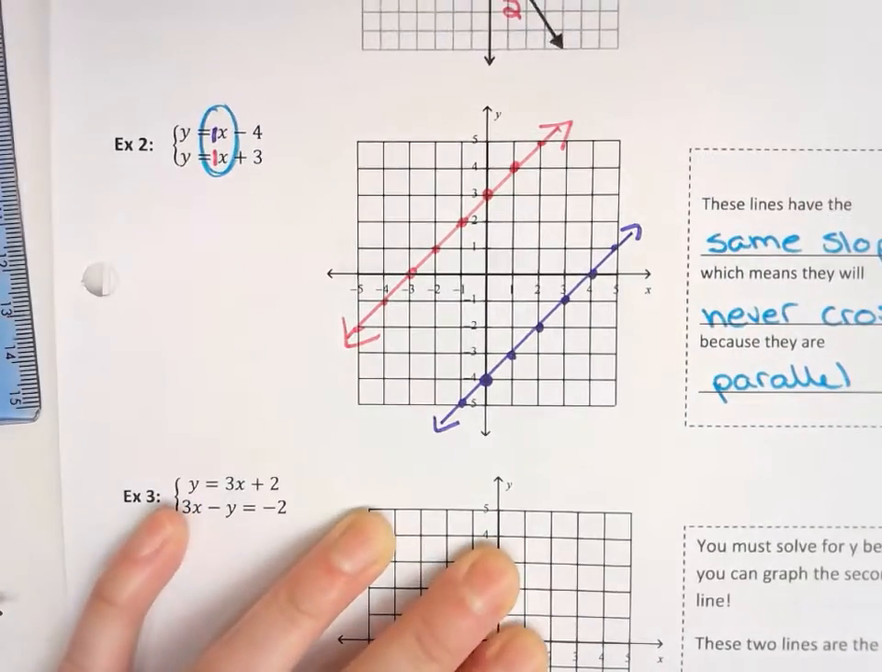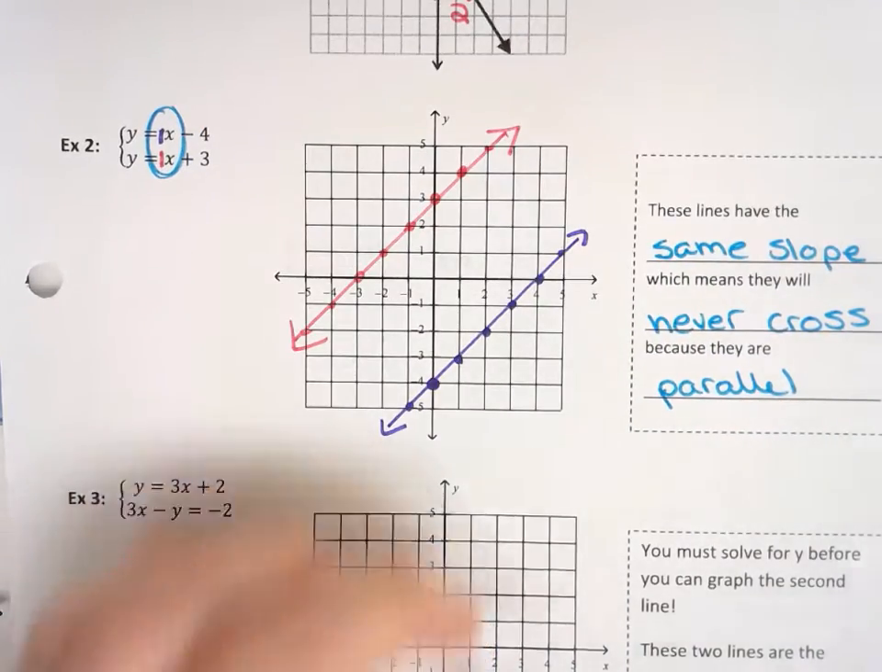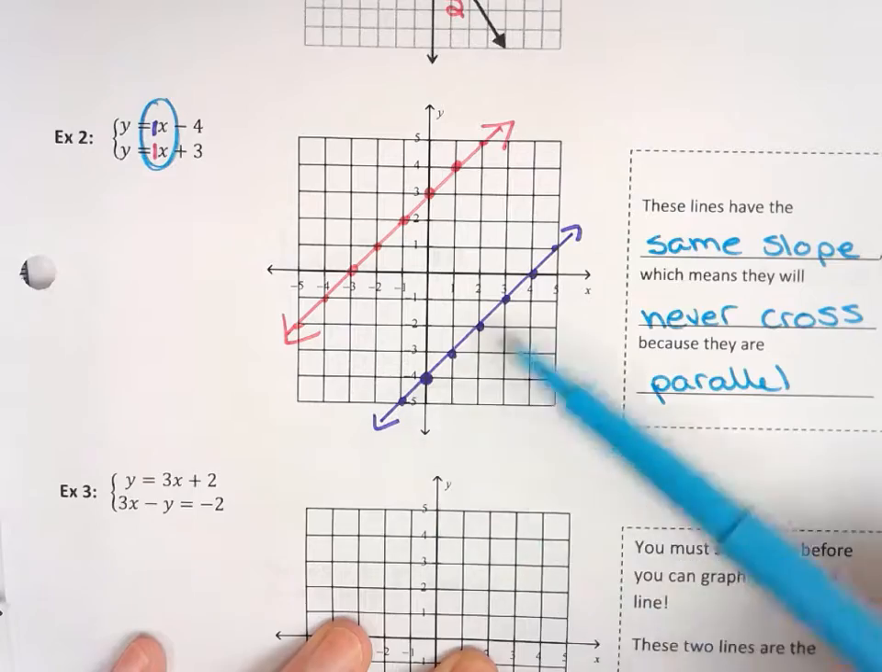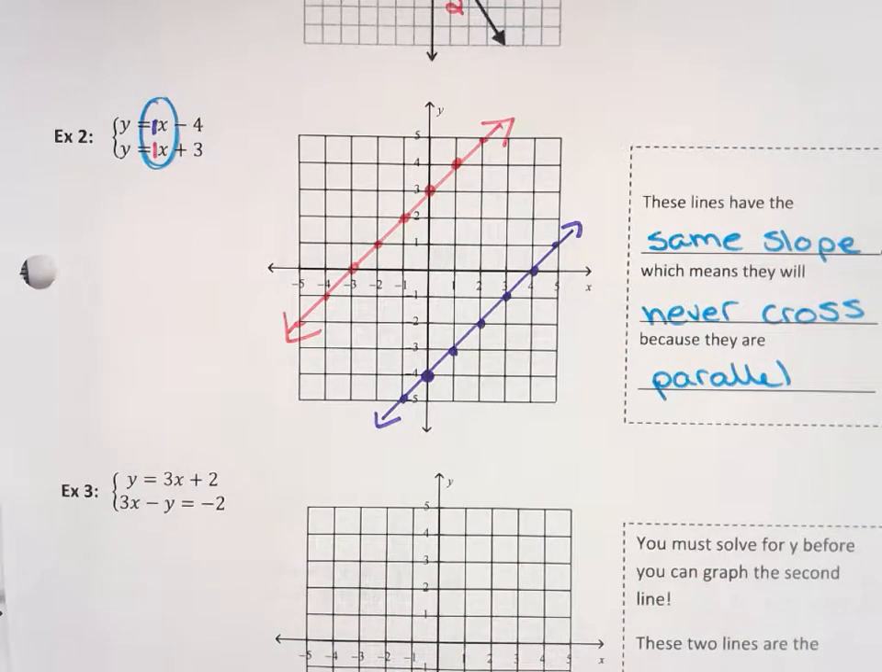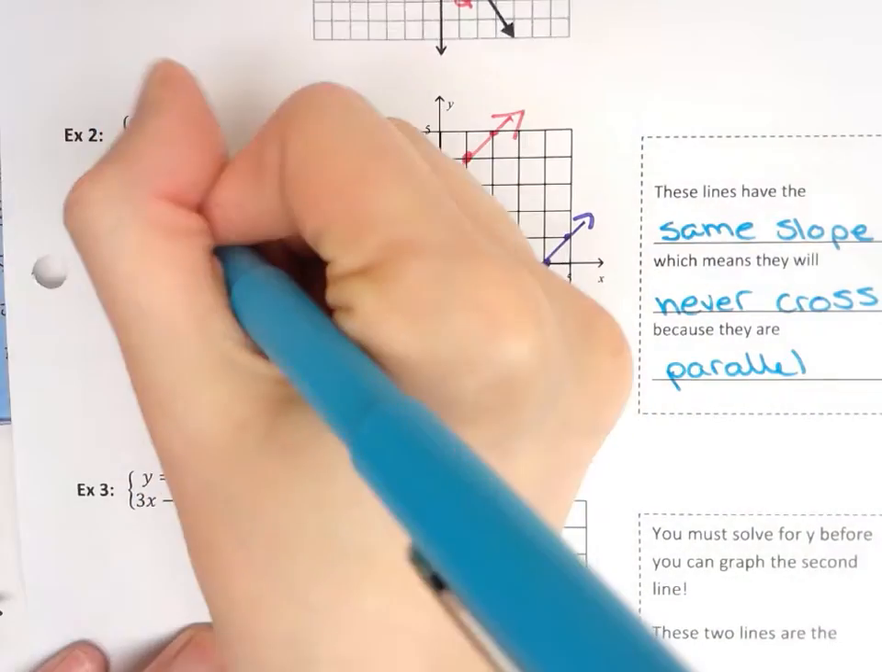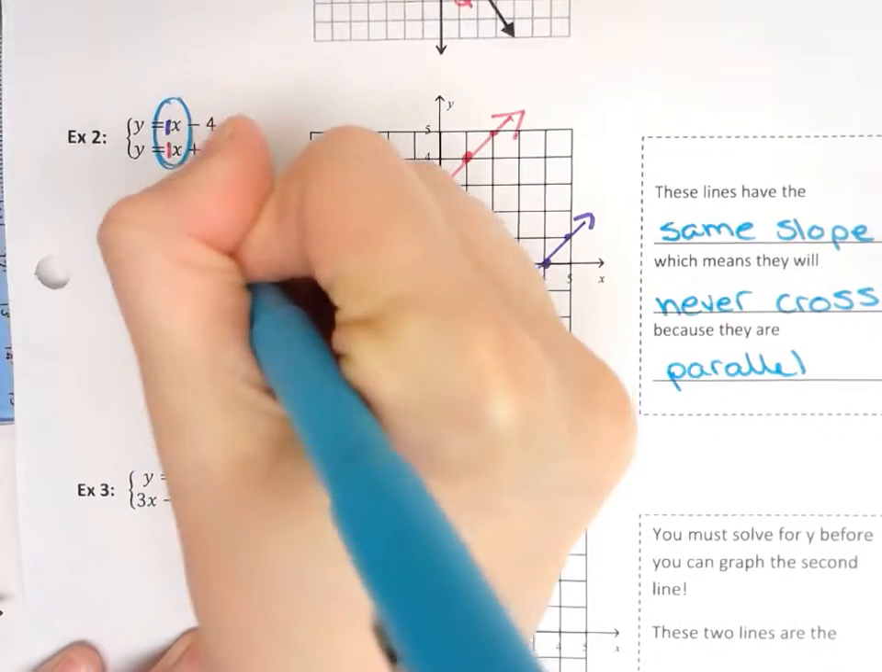Now as far as what the answer is to this problem, if these two lines are never going to cross each other and the answer is where they cross, well, this one has no answer, so we're going to put no solution.